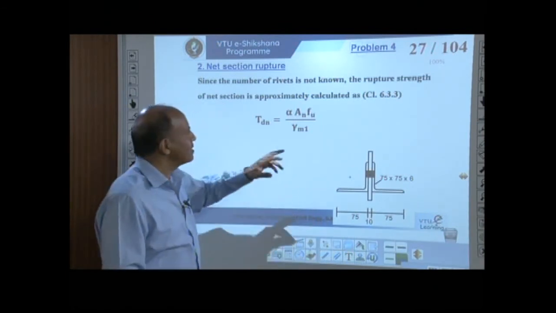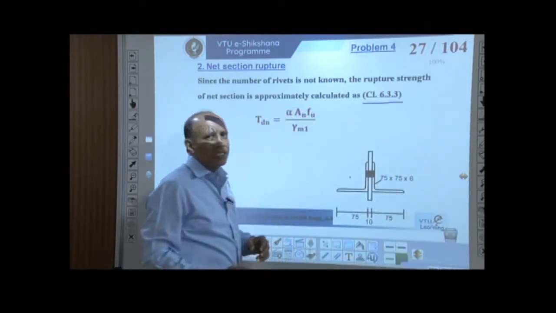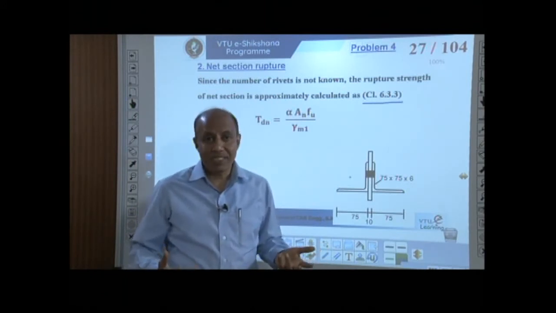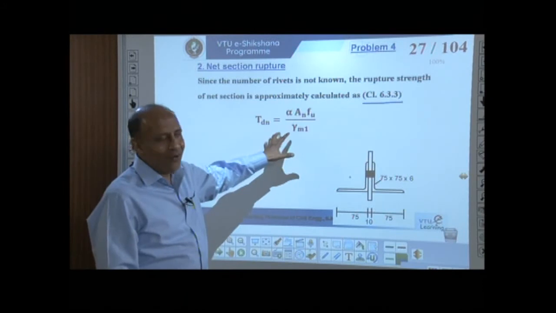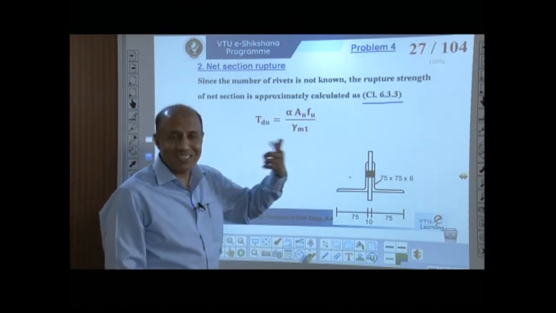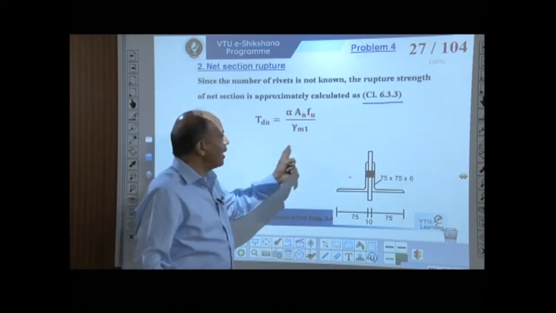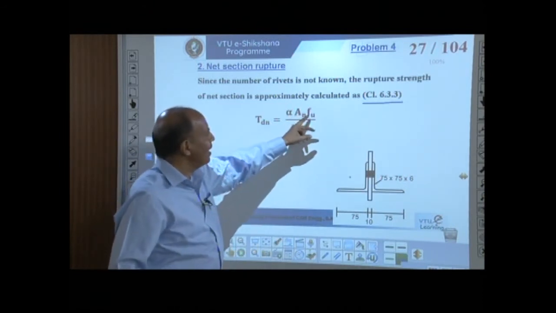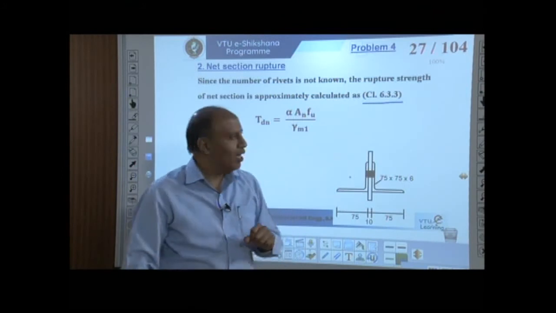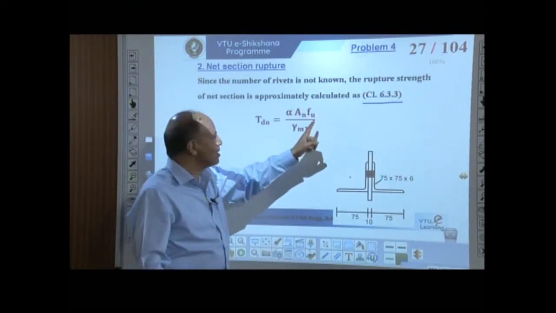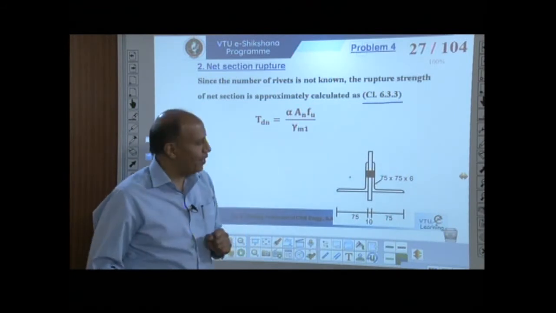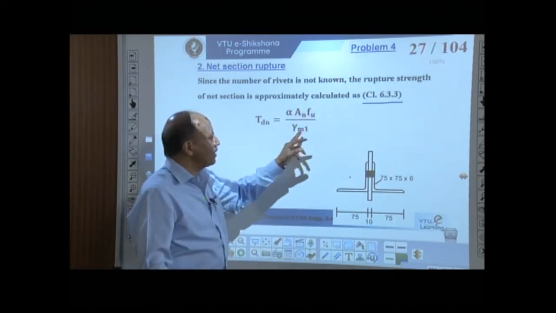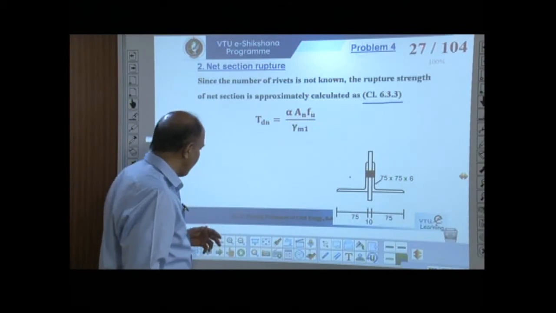In such circumstances, in clause 6.3.3, another equation is suggested in IS 800:2007, where you can estimate the design strength due to net section rupture by a simplified expression. What do we have here? Alpha An fu by gamma m1. This is the net area, fu is the ultimate stress, and gamma m1. fu and gamma m1 are given; fu should be 400, or 410, and gamma m1 is 1.25.